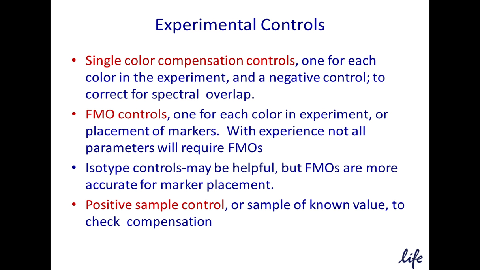Isotype controls are antibodies that have no specificity for target within a particular experiment, yet retain the nonspecific characteristics of the antibodies used in the experiment. Although widely used in the past, their use now is somewhat controversial. The isotype control antibody ideally matches the primary antibody's host species, isotype, and conjugation format to assess the level of nonspecific staining. FMO controls are much more accurate for marker placement than using an isotype control. And finally, biological controls that provide biologically relevant information should be used to ensure sample preparation, staining, compensation, and gating are being performed as expected.